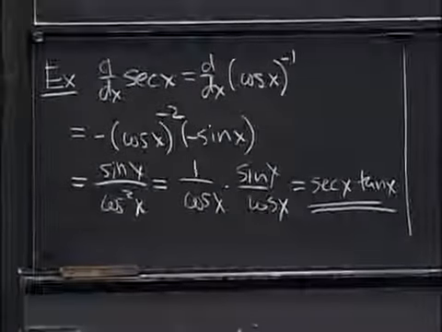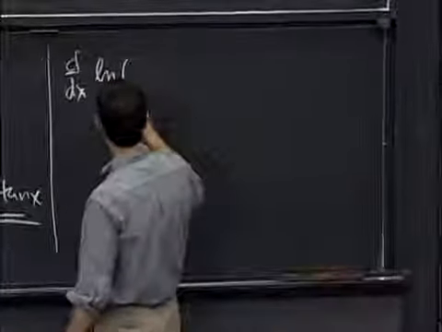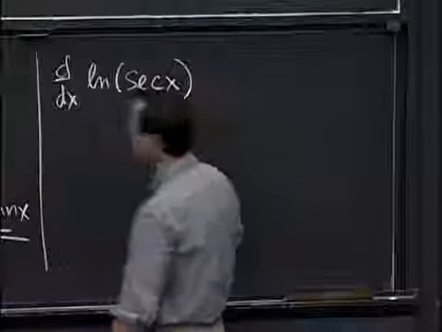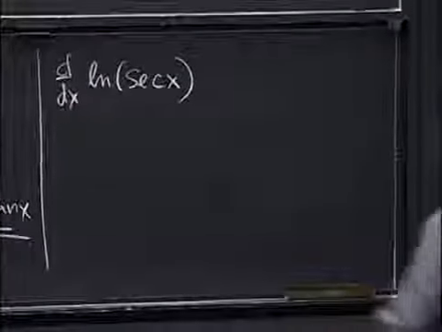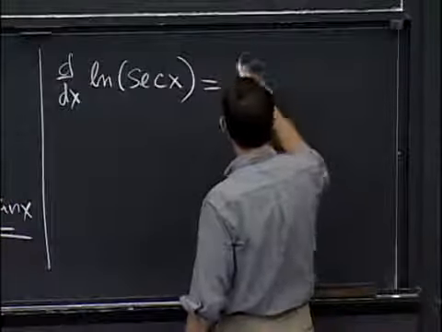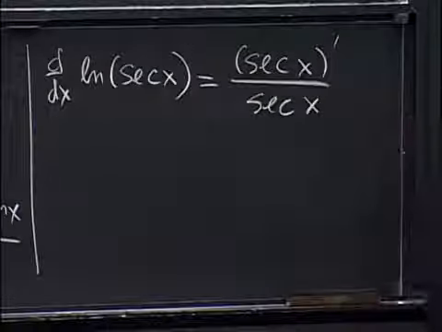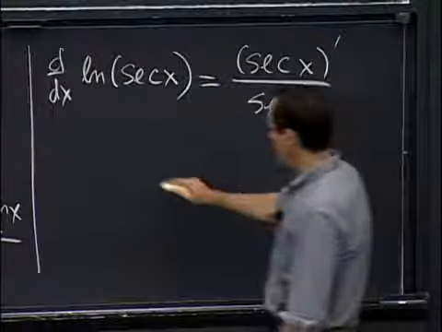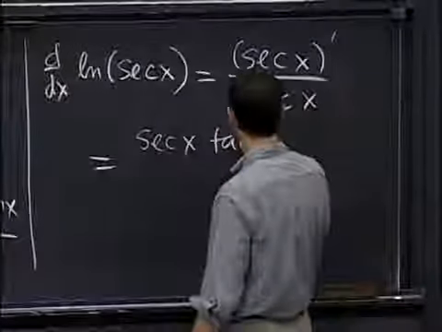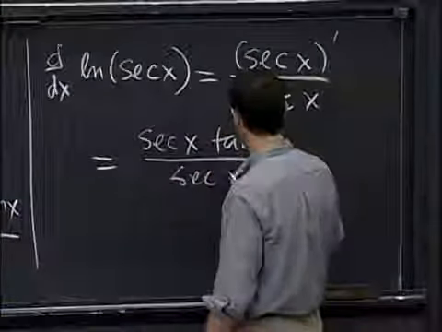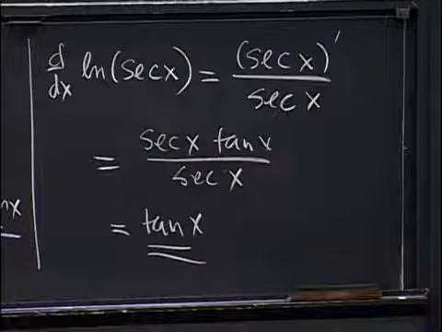All right, so getting slightly more complicated, how about if we differentiate the natural log of secant x? If you differentiate the natural log, that's just going to be secant x prime divided by secant x. And plugging in the formula that we had before, that's secant x tan x divided by secant x, which is tan x. So this one also has a very nice form.